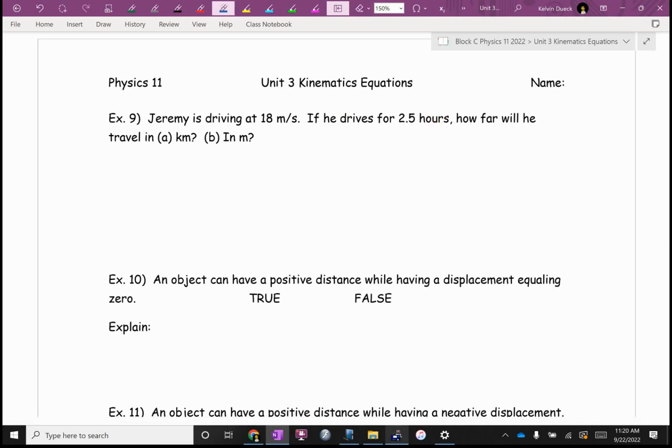First thing I think I would do, Sean, is I could either change this 18 to kilometers per hour, and then with hours I will get kilometers as an answer. Or I could change this to seconds, get an answer in meters. You know what? I think I'm going to convert this to kilometers per hour.